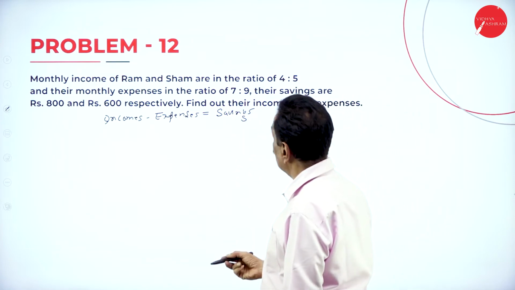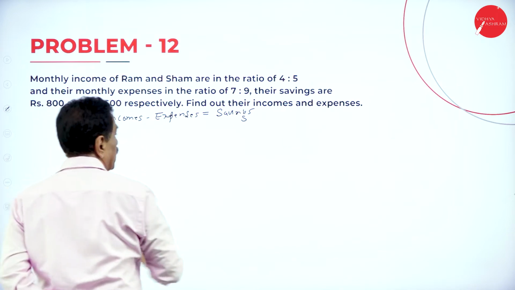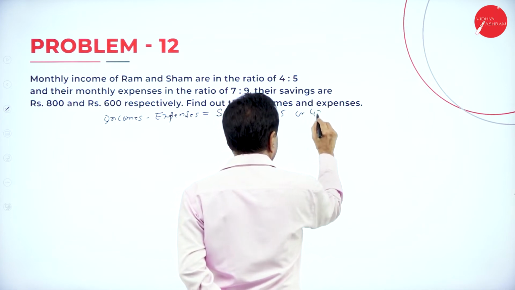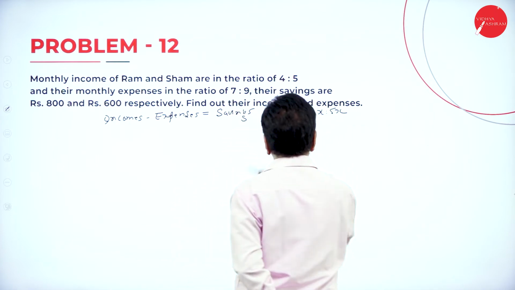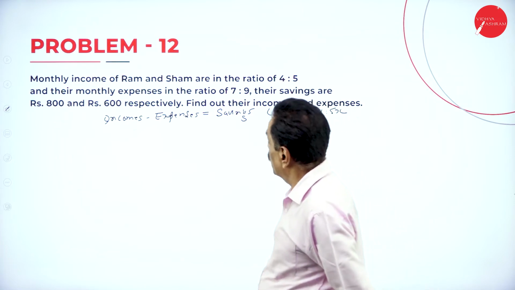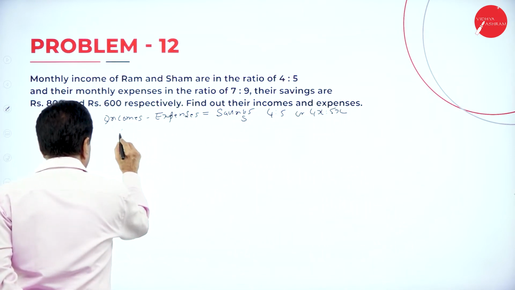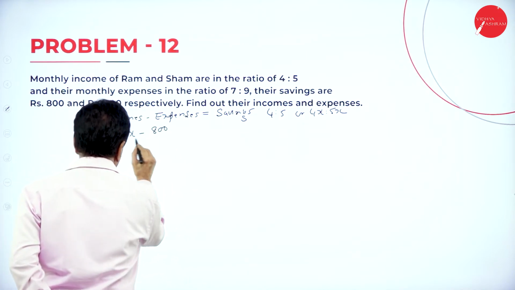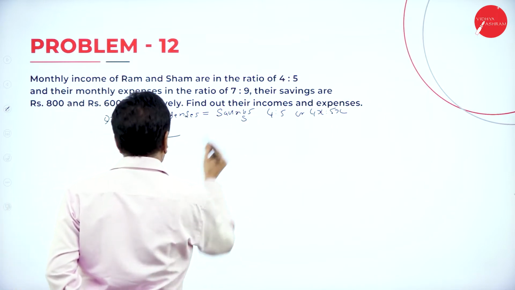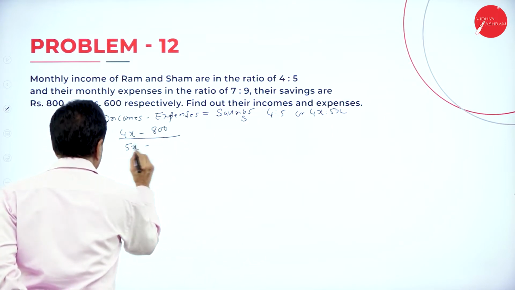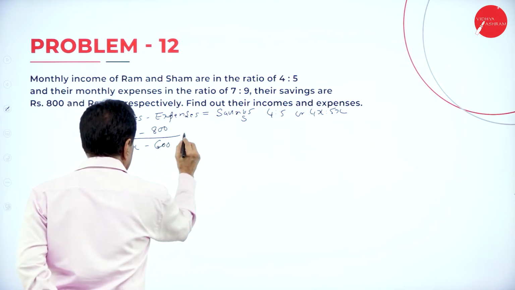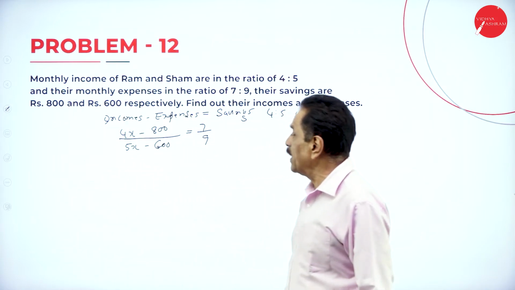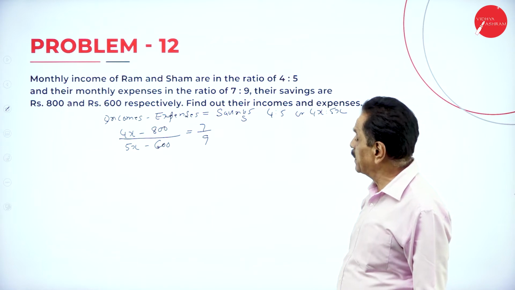So, what's the ratio they have got? 4:5. You can say 4x is to 5x. Come here. 4x minus 800, divided by 5x minus 600. They are in the ratio 7:9, 7/9. So (4x minus 800) by (5x minus 600) is equal to 7/9.